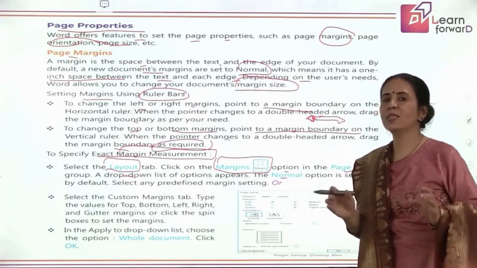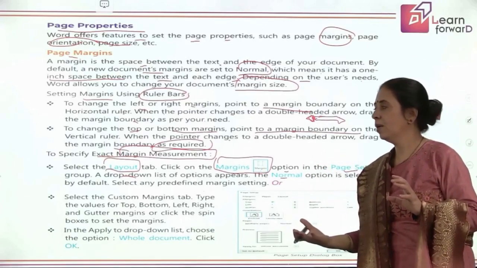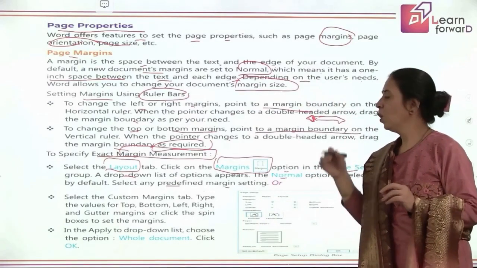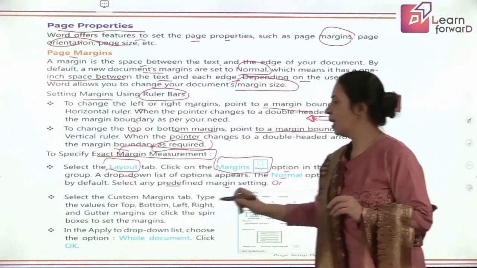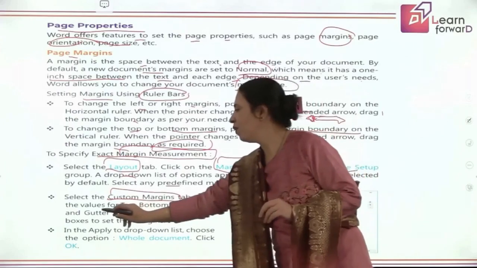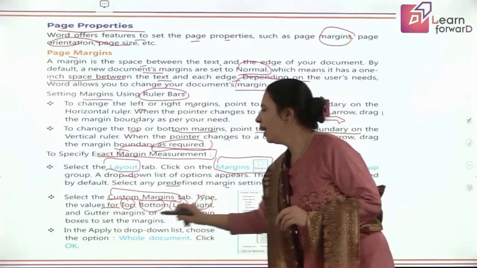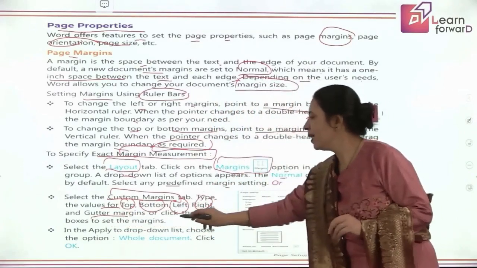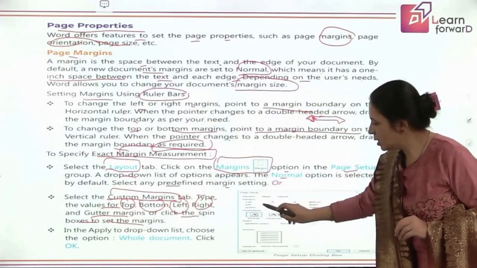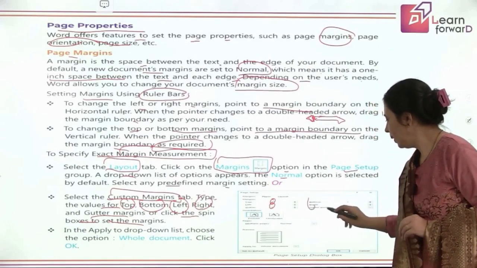So by default you could see that the option is coming normal, but we want to make certain changes to it. So just select any predefined margin setting which you want to do, or there is another way to do it. Just select this custom margin tab and type the values for the top, bottom, left and right, and even the gutter margins, or simply click the spin boxes to set the margin. So here what we can change is, you can change the measurement of the left, right, top, bottom, gutter positions.